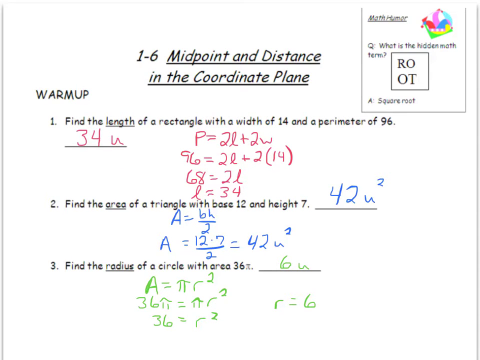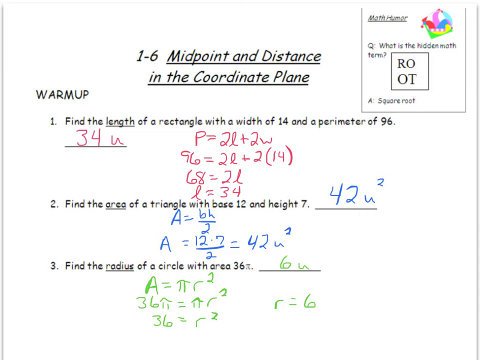Number 2, we needed to find the area of a triangle with a base of 12 and a height of 7. So the area formula for a triangle, you need to write it down. It's base times height divided by 2, or 1/2 base times height. And plugging in what we know, the base was 12, the height was 7, and we're dividing it by 2. So 12 times 7 divided by 2 ends up giving us 42. But since we were looking for the area, it is going to be units squared.